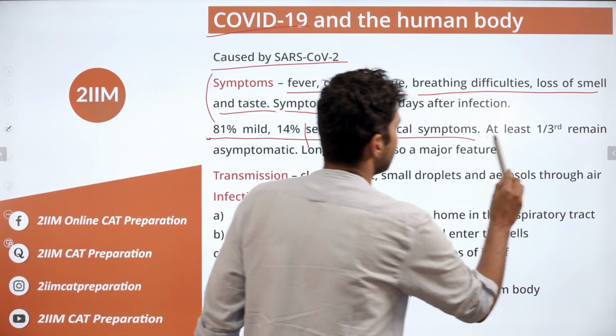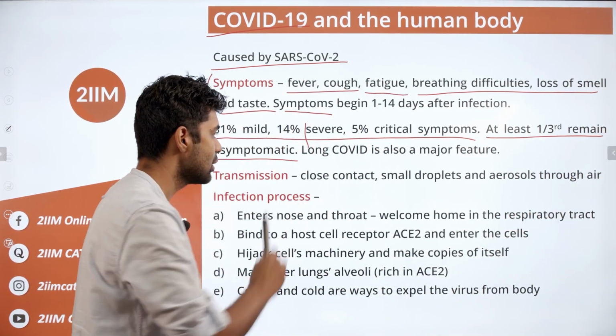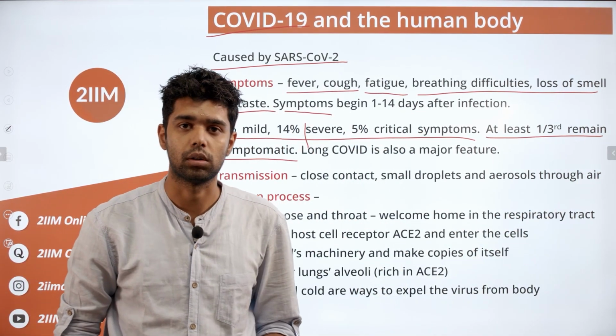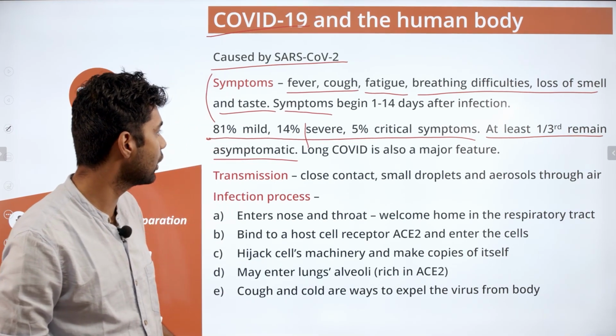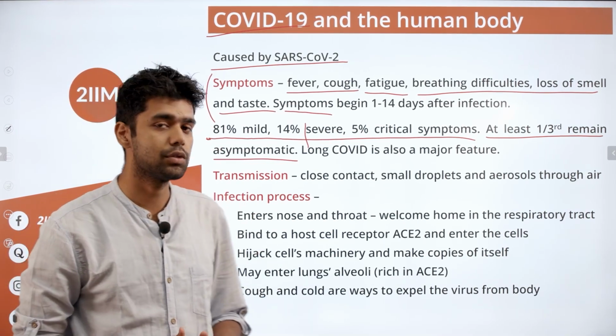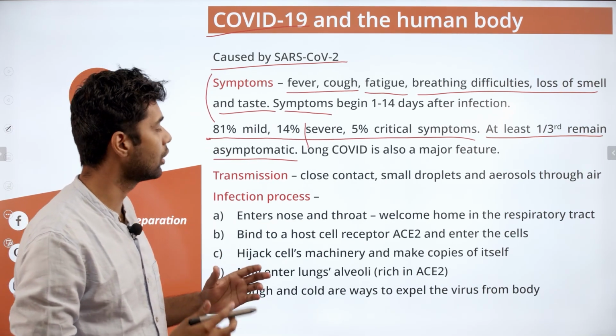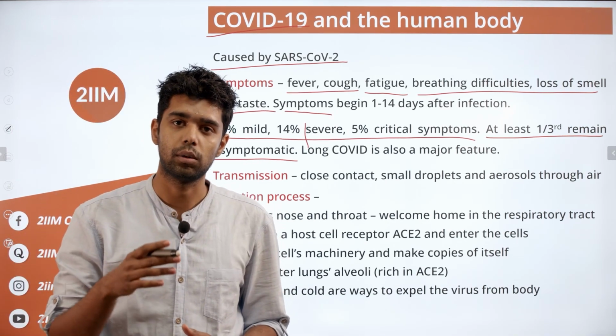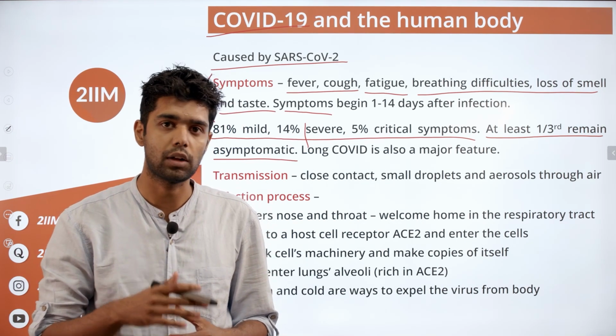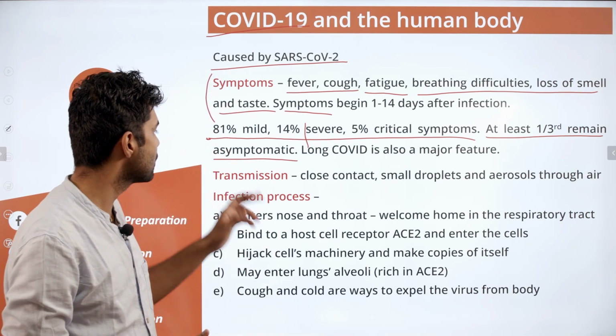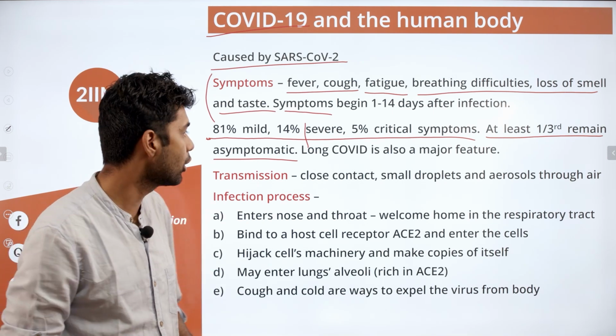So at least 1/3 of all the cases are asymptomatic. Again, according to April 2020 data. Now the data will vary. We do not really know the number of cases which are asymptomatic. So the basic point here is that COVID-19 affects the human body. The person can be infected with the virus. He can actually transmit the virus to someone else, but the symptom need not really come up in the body.